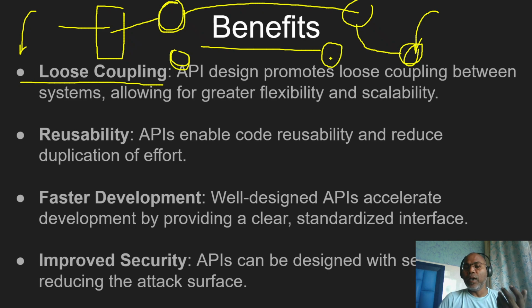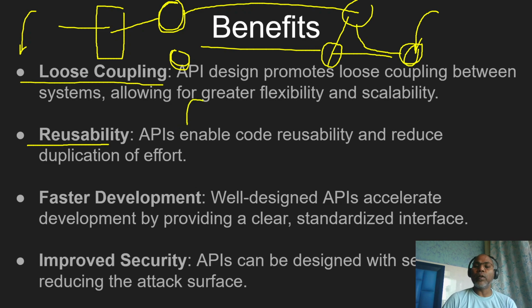And if data communication is required between the different microservices, this kind of loose coupling, on-demand communication from one microservice to another microservice, happens. This is possible due to the API designs. API design promotes loose coupling, and this way our system reusability is also going to work.